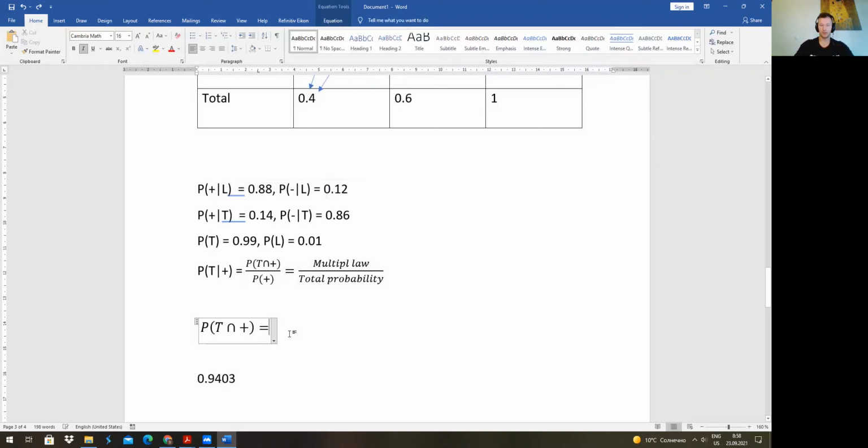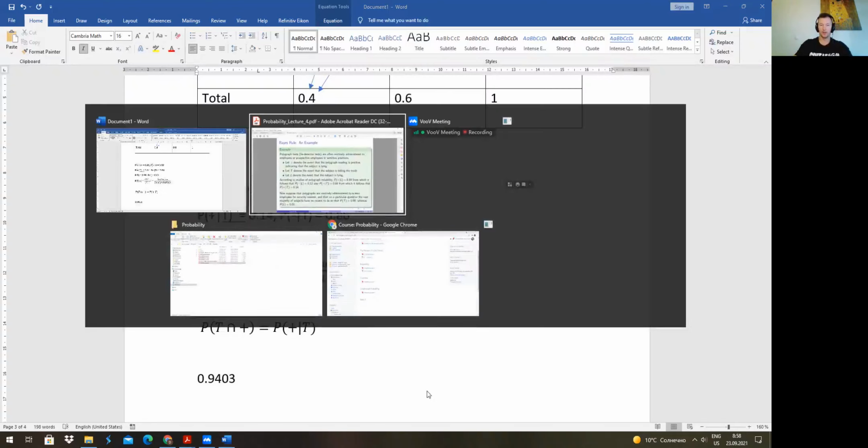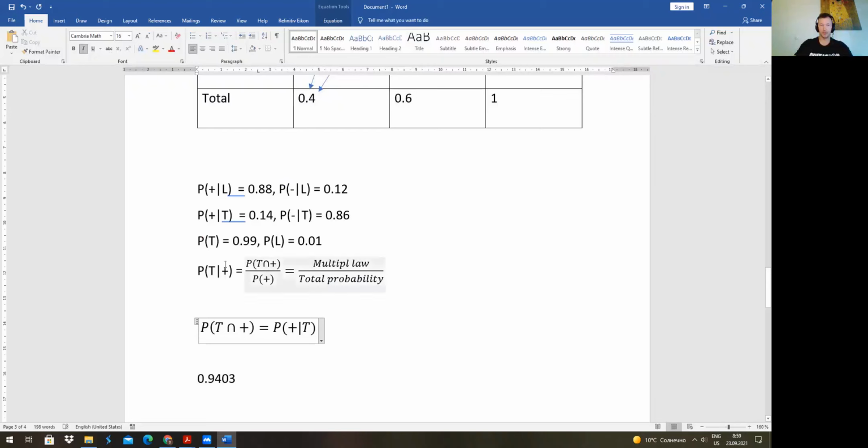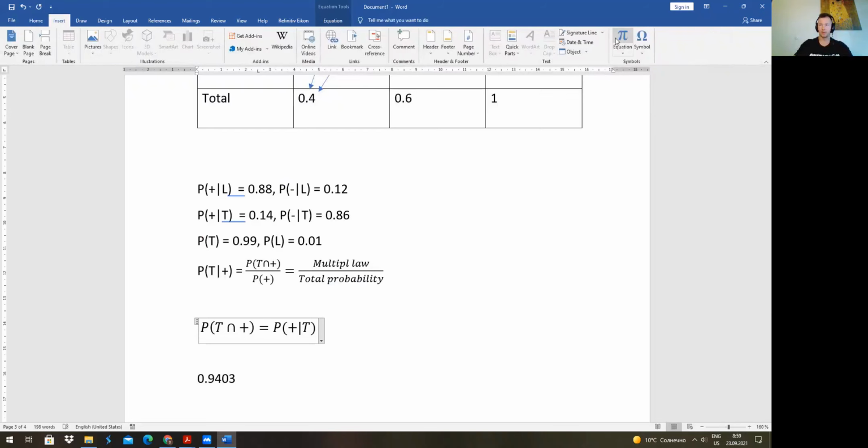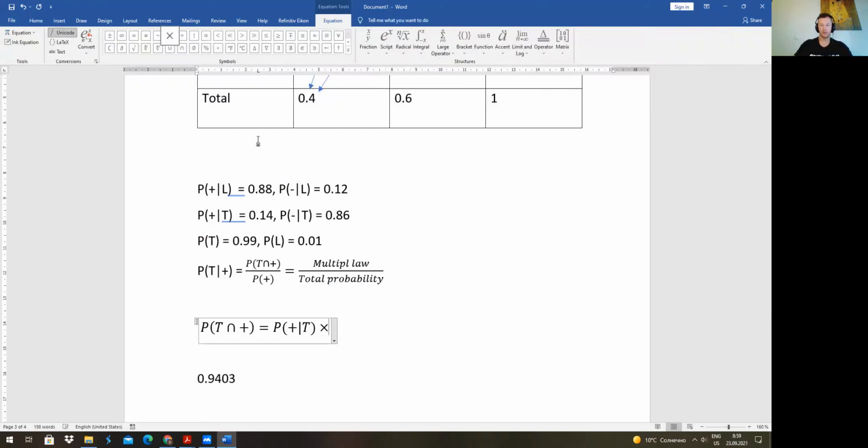And then the probability of plus given T. You see that this is the reverse conditional probability to what we want to calculate. That's how we can reverse this conditional probability, and that's what Bayes' rule does. And we need to multiply this by the unconditional probability of a person telling truth.